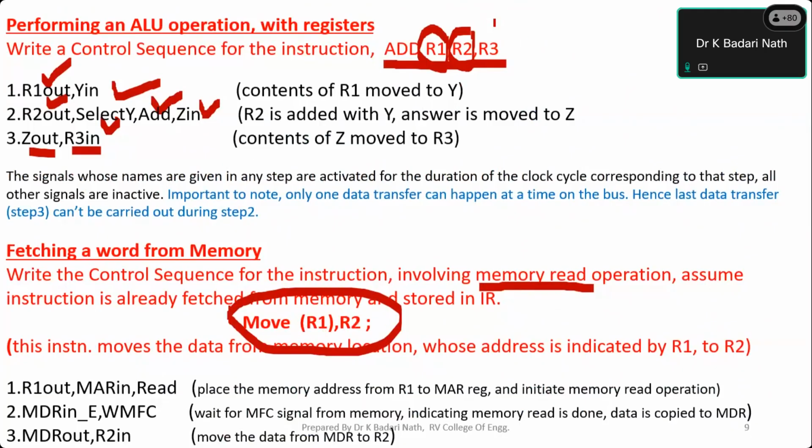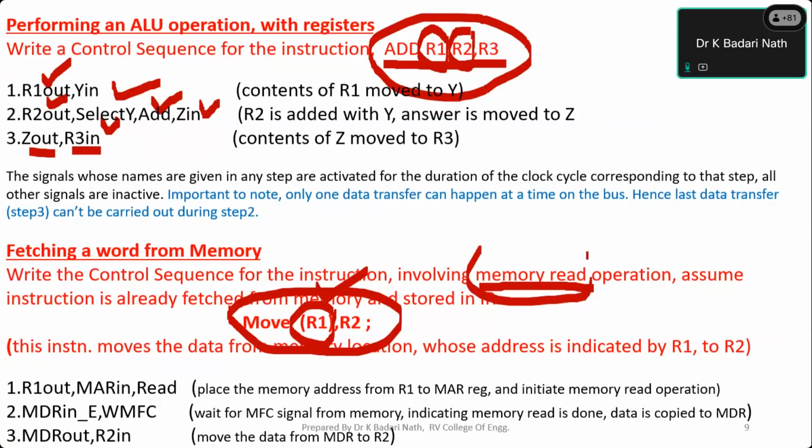In the previous case, no memory was involved. Once the instruction is brought to the processor, R1 was inside, R2 was inside, R3 was inside. Look at this instruction now. Now you cannot move this data to R2 because why? This data is not inside the processor. It is there outside, whose address is indicated by R1. So first I should get the data from the memory, then only I am able to move it. So this type of operation is called a memory read operation.